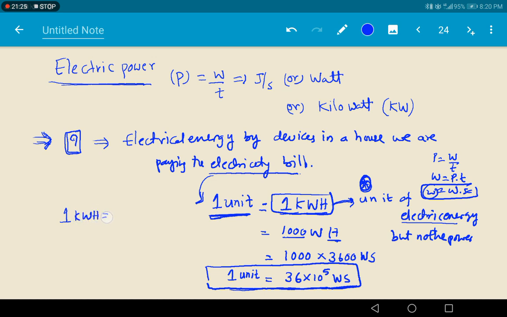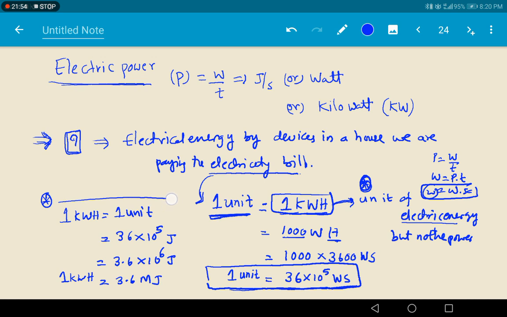very important objective bit, 1 kilowatt hour is nothing but 1 unit, and this 1 kilowatt hour is equal to 36 into 10 to the power of 5 joules we can write, or 3.6 into 10 to the power of 6 joules we can write, or 3.6 megajoules also we can write. So any one of the options is correct in these.